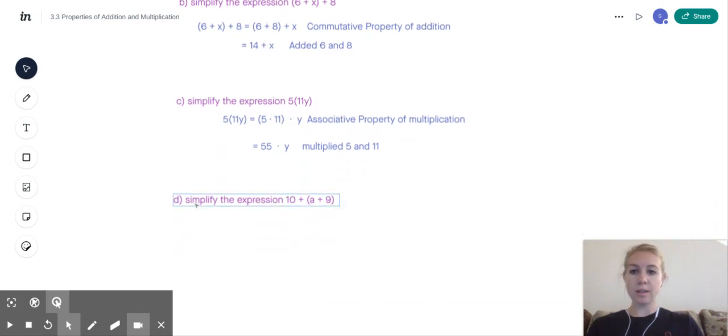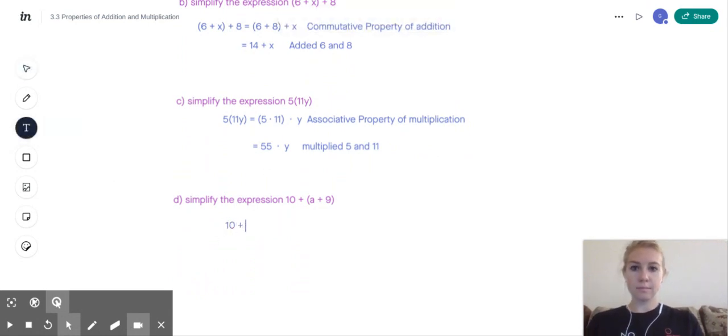Okay, let's go over this one. Simplify the expression 10 + (a + 9) in parentheses. Okay, let's see. Do we need to change the order or the grouping, the parentheses? Well, if we move the parentheses to the beginning, 10 plus a would be in the parentheses. But would that give us the numbers next to each other? No, it wouldn't. So let's see.